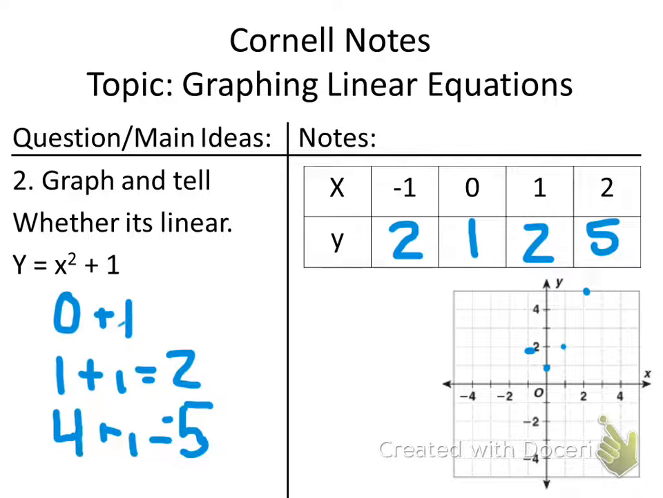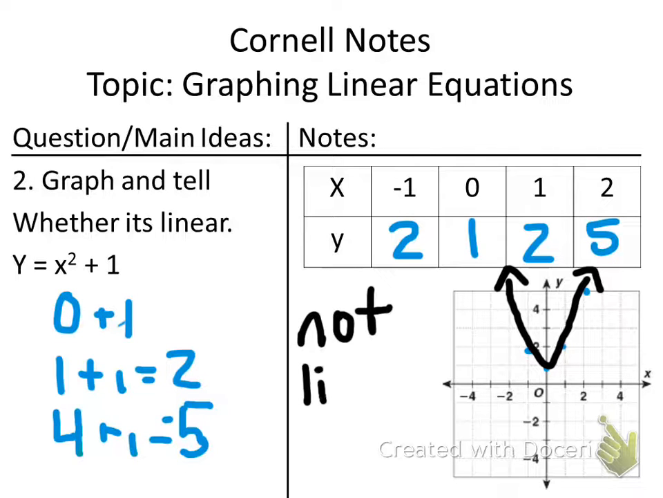And if I would have continued it on the other side, it would have looked like this. Now, if I graph it, it's going to look like this. This is a parabola. It's not a line. So we're going to say not linear. This is not a line. It's a parabola.